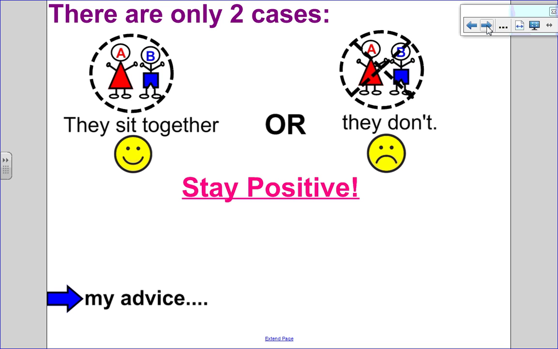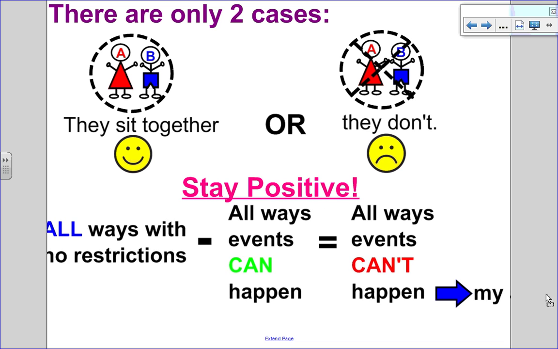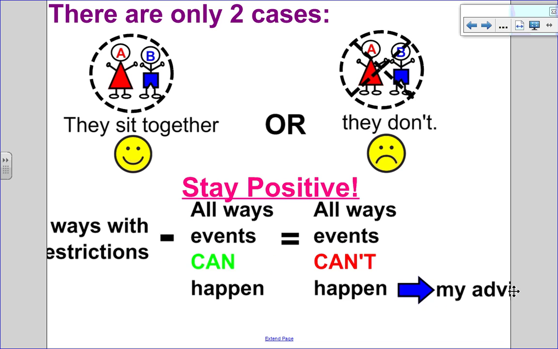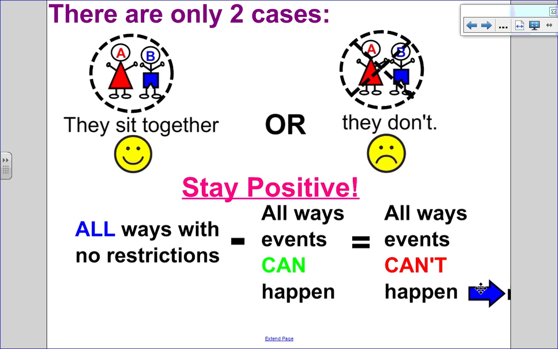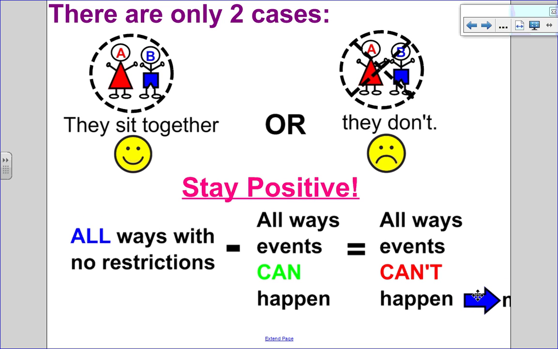Okay? So instead of focusing on how many ways they can't sit together, because we just saw in the last slide how many possibilities there are, there's just way too many. This is my advice to you in math and in life. I always want you to stay positive, okay? So let's always stay positive. And what I mean by that is we're going to do all the ways of arranging the 5 people with no restrictions minus all the ways they can sit together, and that will give us the ways that they can't, because those are our only 2 choices. They sit together or they don't. Okay, so that's exactly what I'm going to do.